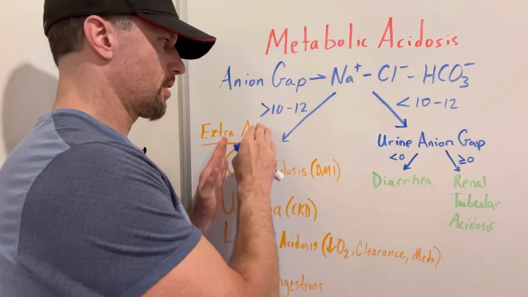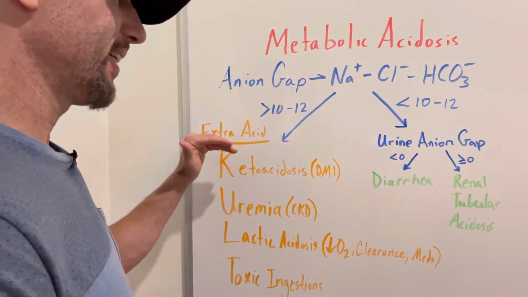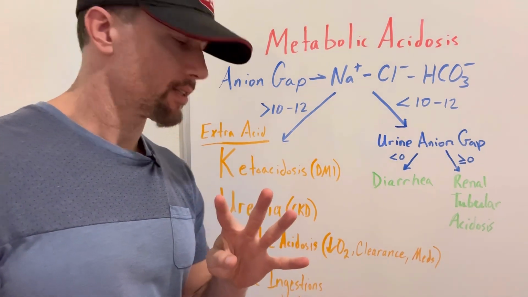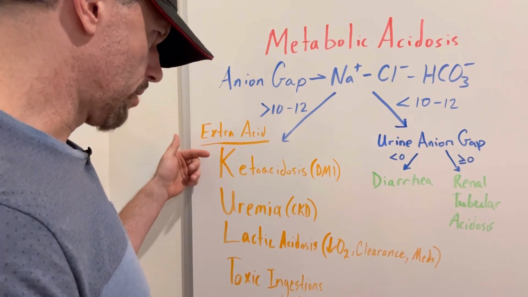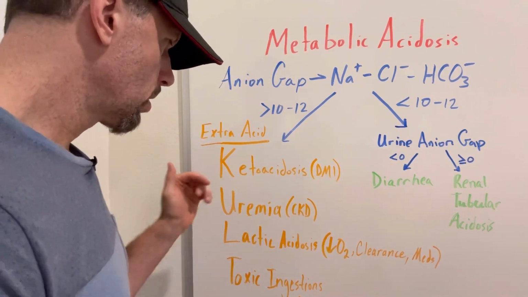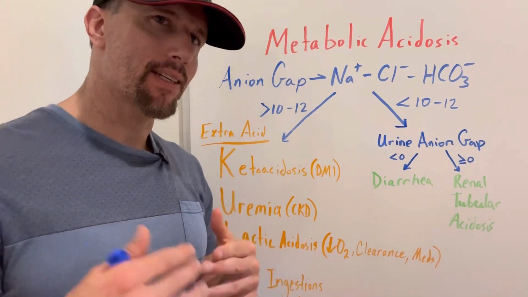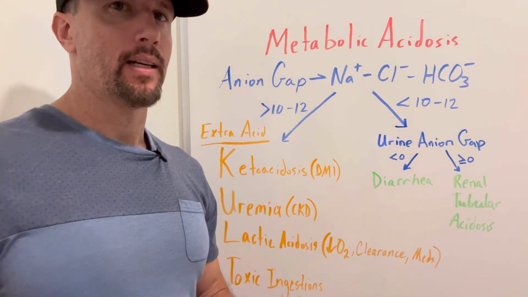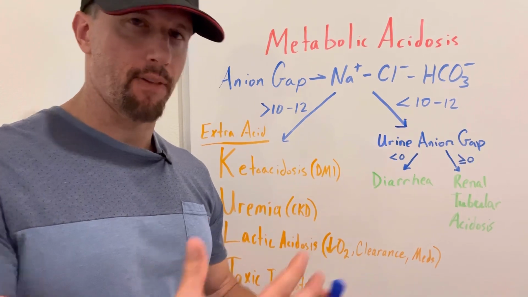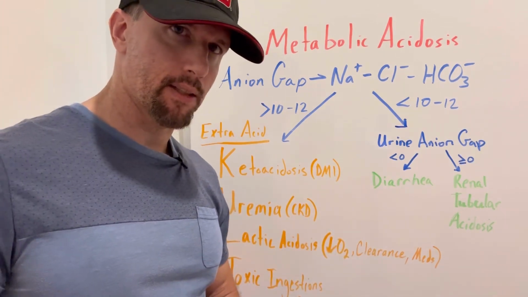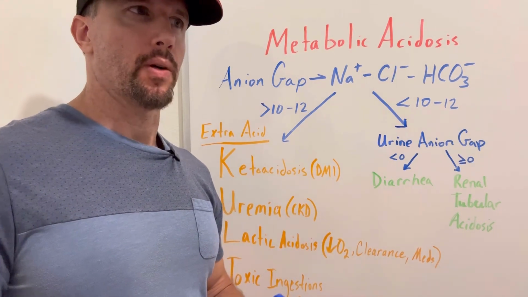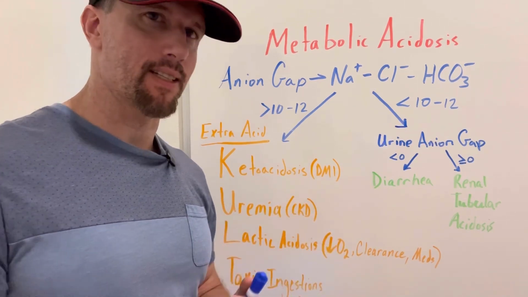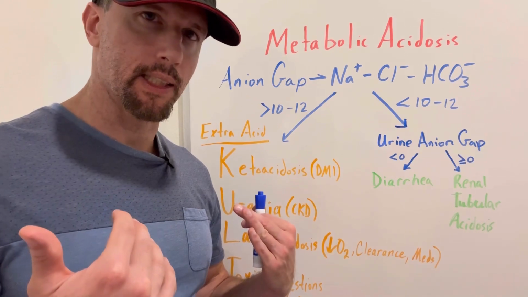If this is the case, we have extra acid that's added to the blood, and it could be 4 different causes. The causes are in a mnemonic called CULT, with K being ketoacidosis. This is caused by type 1 diabetes mellitus. This is where you're not making insulin. You have an autoimmune disease that destroys the beta cells of the pancreas.